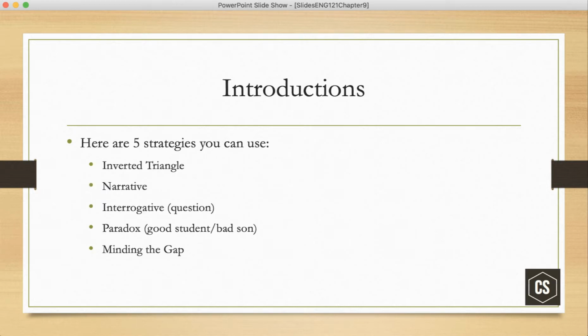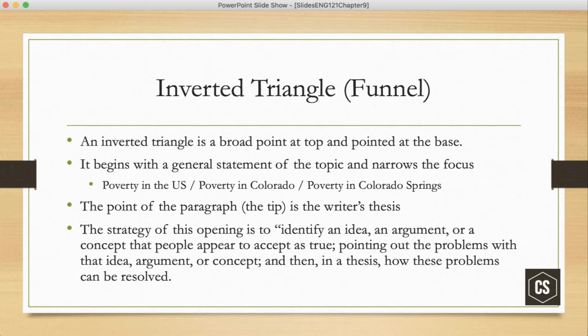We're going to talk today about five different introduction strategies, and I do have a slide for each one of these, so don't feel like you have to be quick in writing them down. There's the inverted triangle, the narrative introduction, interrogative, which just means question, paradox, good student, bad son. When we get to paradox, I'll talk a little bit about that. And then we'll just briefly discuss minding the gap, which tends to be more focused on science and behavioral science.